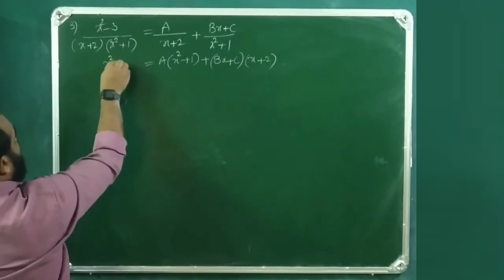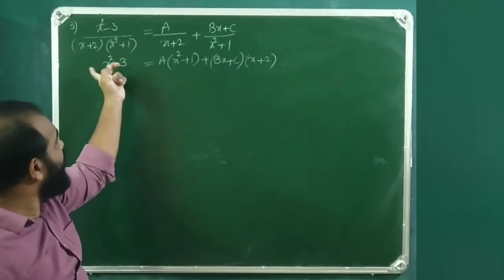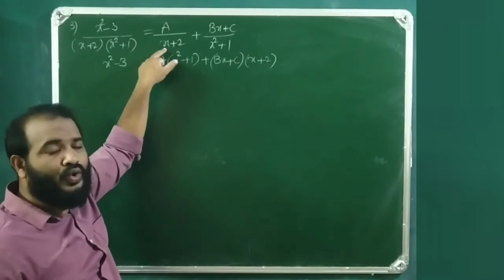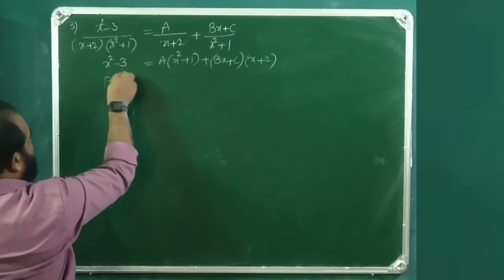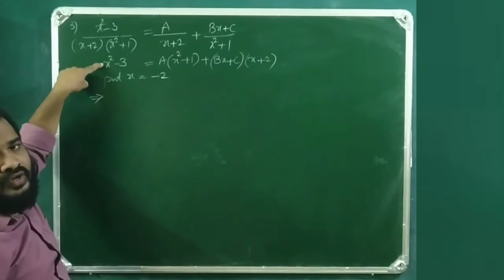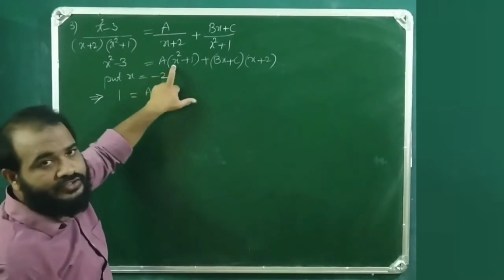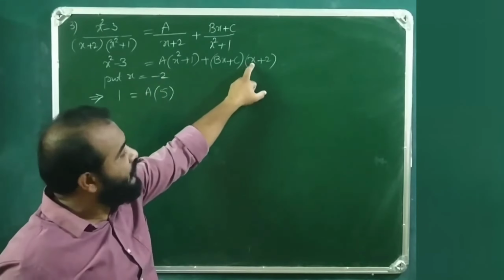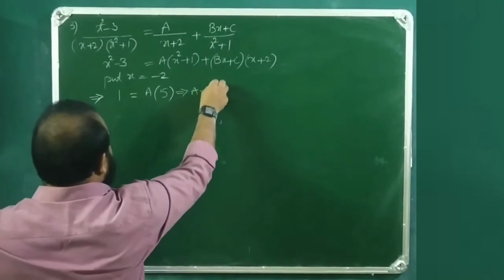This is equal to x square minus 3. So taking LCM and cancelling the LCM on both sides, this is what we get. x plus 2 is the only linear factor here, so put x equals minus 2. Minus 2 whole square is 4, 4 minus 3 is 1. So a into minus 2 whole square is 4 plus 1, 5. Here if you substitute minus 2, this will be 0. So a is equal to 1 by 5.